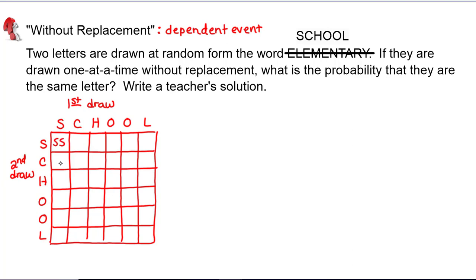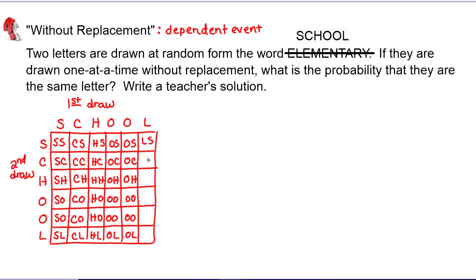Okay, so we could draw an S and an S, S and a C, S and an H, S and an O, S and an O, S and an L, a C and an S, a C and a C, C and an H, a C and an O, C and an O, C and an L, HS, HC, HH, HO, HO, HL, OS, OC, OH, OO, OO, OL, LS, LC, LH, LO, LO, and LL.